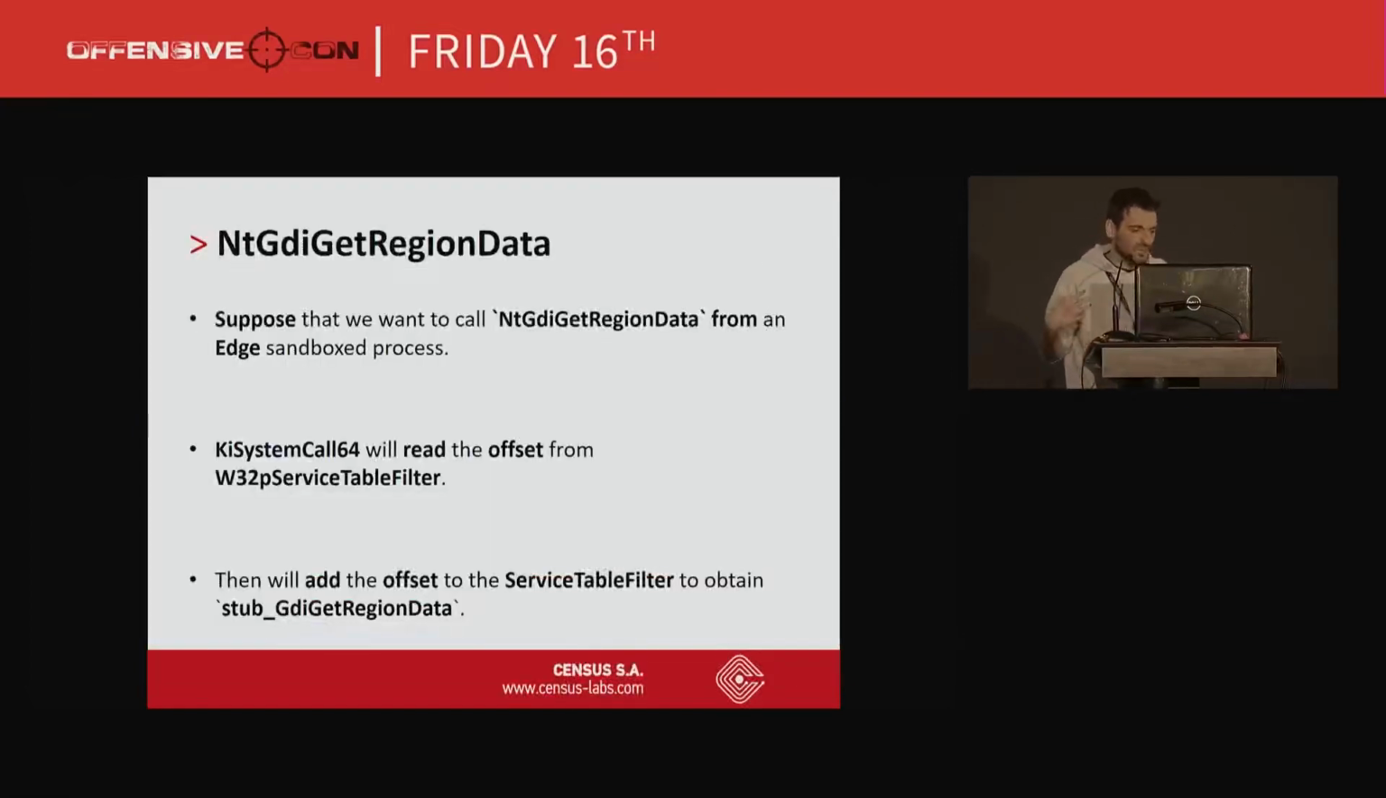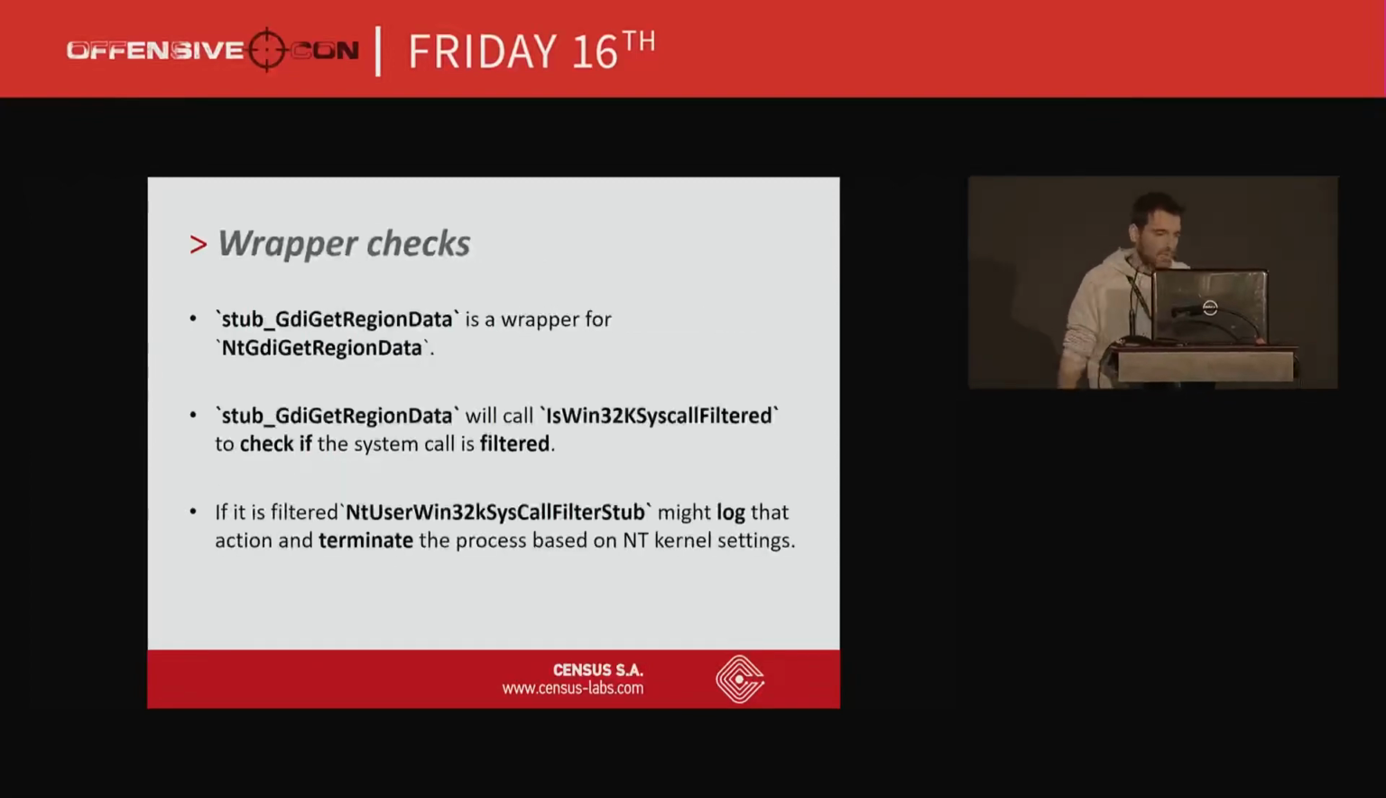So suppose that we want to call the system call NtGdiGetRegionData from the sandbox of Edge. The system call handler is going to read that offset from the W32P service table filter, add the offset to the service table filter, and is going to call the stub GdiGetRegionData. Every stub function is actually a wrapper for the real system call. Every stub function is going to call the isWin32kSyscallFiltered to check if that system call is filtered or not. And if it is filtered, it might log the action and terminate the process based on some settings.